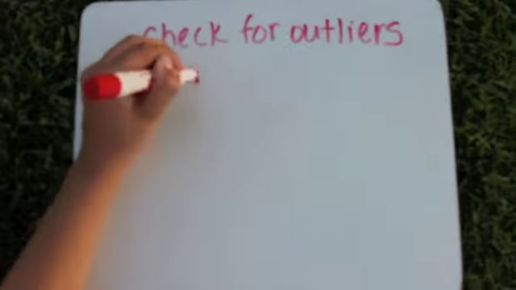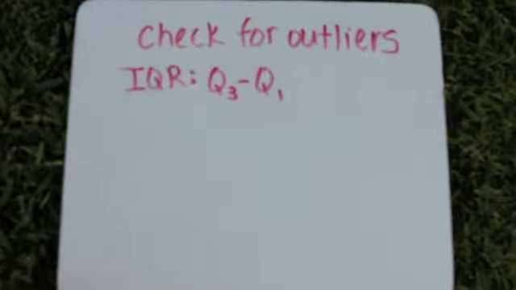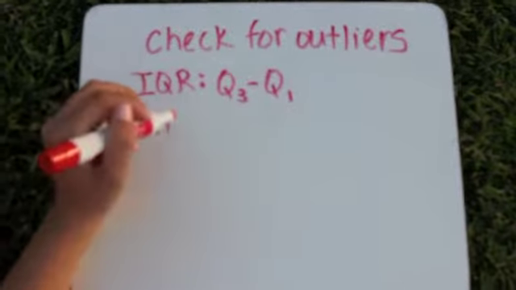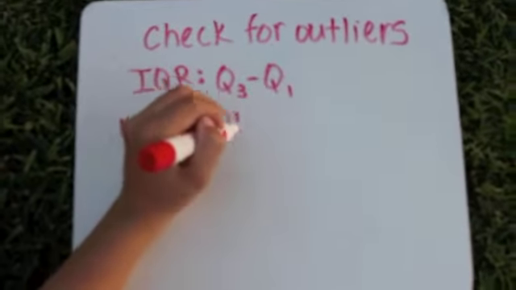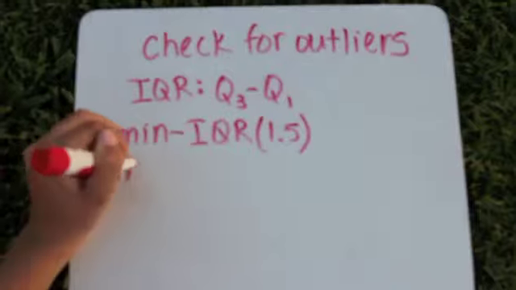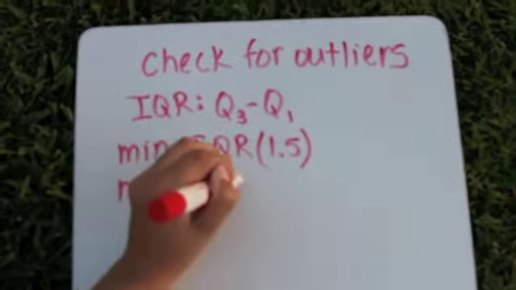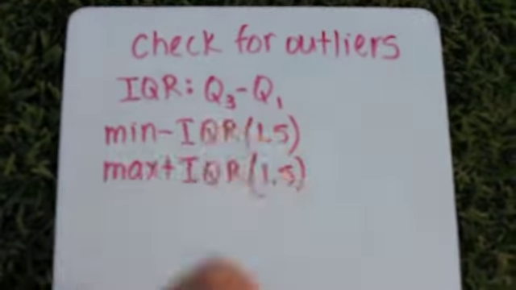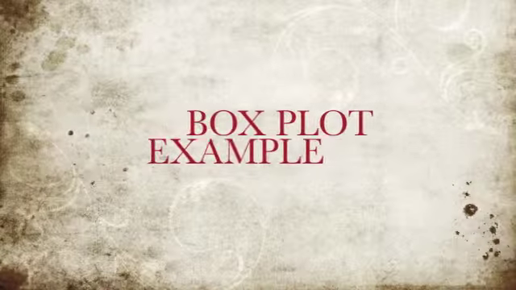To do this, you have to find the IQR, which is just Q3 minus Q1. To find the lower fence, you take the minimum and subtract the IQR times 1.5. To find the upper fence, you take the maximum and add the IQR times 1.5. Now that you know the basics, let's try an example.